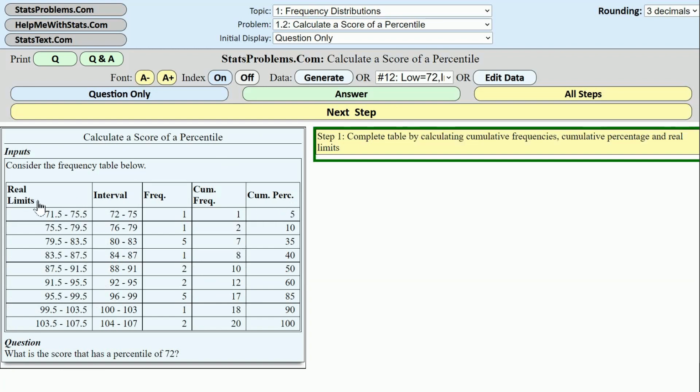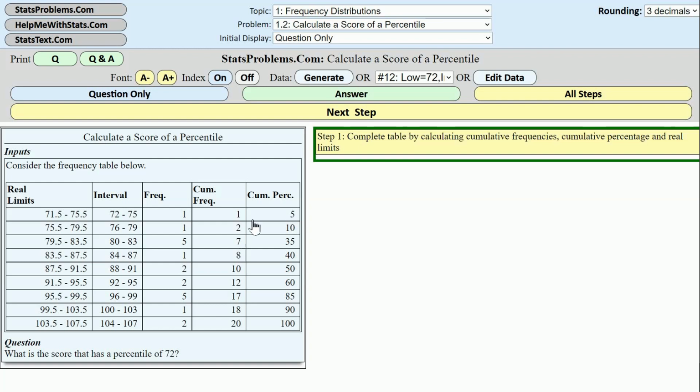Let's see these values for the first interval of 72 to 75. The cumulative frequency for the first interval is always the same as the frequency of the first interval, which is 1. The total number of scores is the sum of all the frequencies, which is 1 plus 1 plus 5 plus 1 plus 2 plus 2 plus 5 plus 1 plus 2, which works out to 20. The cumulative percent is 1 divided by the total number of scores, 20, times 100, which works out to 5%.